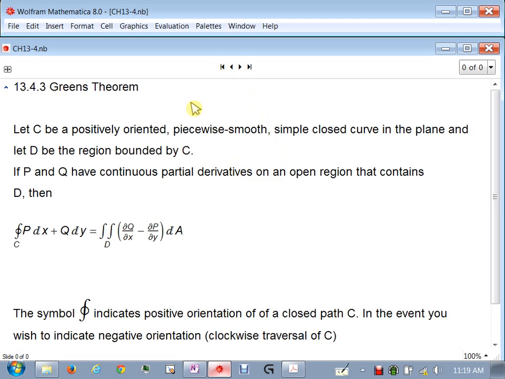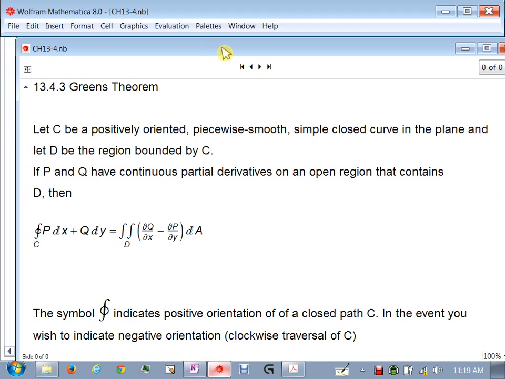All right, here is what Green's theorem says. Let C be a positively oriented, piecewise smooth, simple closed curve in the plane. Positively oriented, counterclockwise, piecewise smooth, meaning that you can have little jagged parts of the curve, but you have sections that are smooth. So if it was jagged, you could break each little jagged part off into its own little smooth piece.